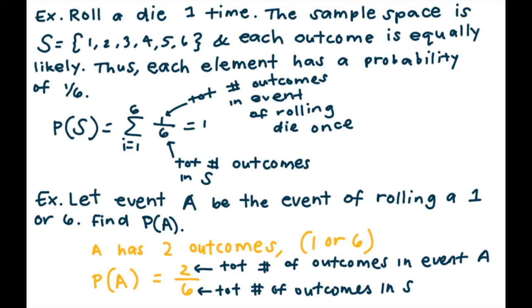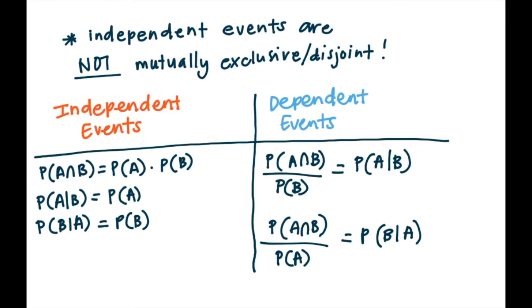Let's look at the next example. Let event A be the event of rolling a 1 or a 6. Find the probability of A. A has 2 outcomes, 1 or 6. So the probability of A equals 2/6. 2 represents the total number of outcomes in event A, and 6 represents the total number of outcomes in the sample space S. An important note I wanted to point out is that independent events are not mutually exclusive or disjoint.